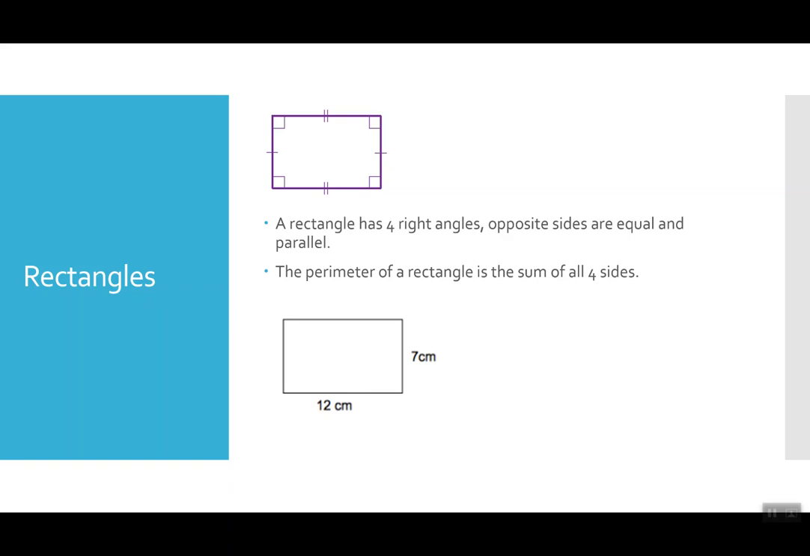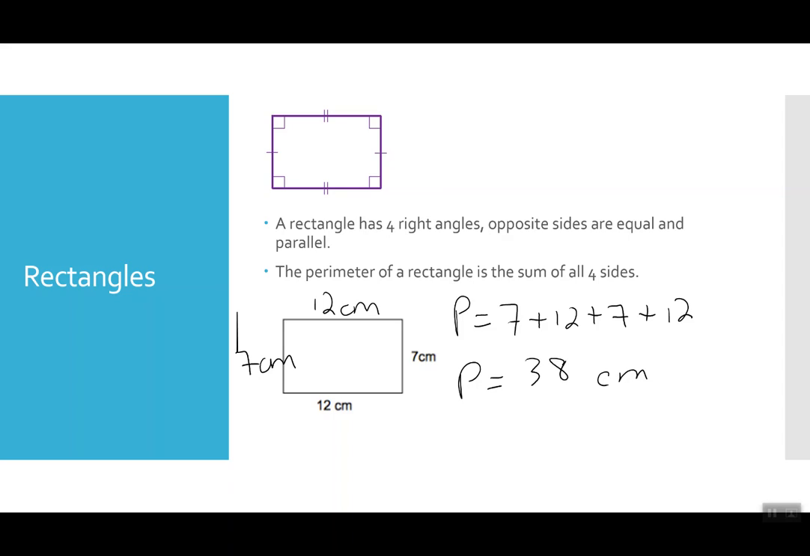So here I have a rectangle with sides 12 centimeters and 7 centimeters. Let's just copy that 12 over to the top and bring the 7 centimeters over to the left. Now I have 4 numbers I can add up. So the perimeter will be 7 plus 12 plus 7 plus 12. I'll put the centimeters on the end, because that's my unit. The unit isn't changing. That gives me 38 centimeters.